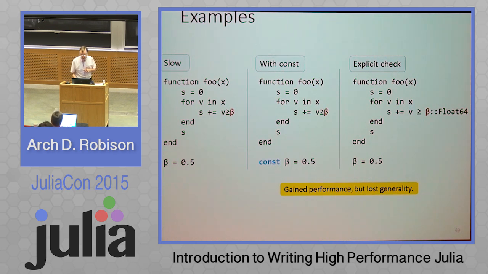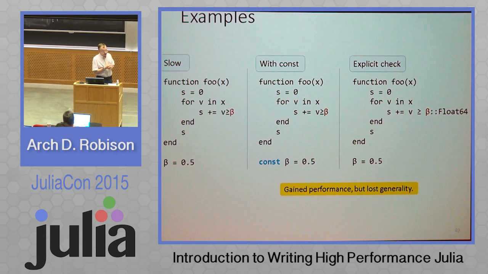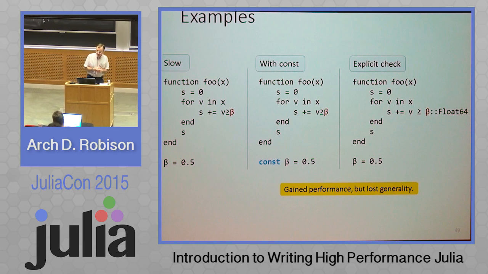So a way to fix this is to use a helper function. On the left is the same original slow code, and on the right is the faster version. Now foo of x is just a function that loads the global variable and passes it as a parameter to the function that does the real work, this foo_aux.